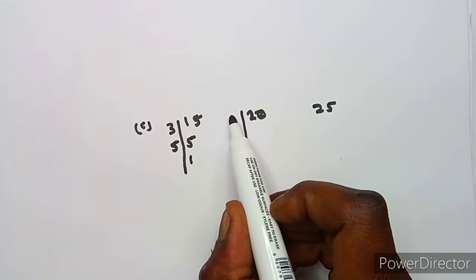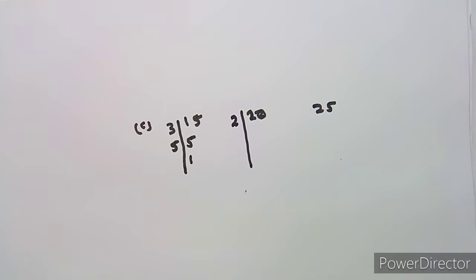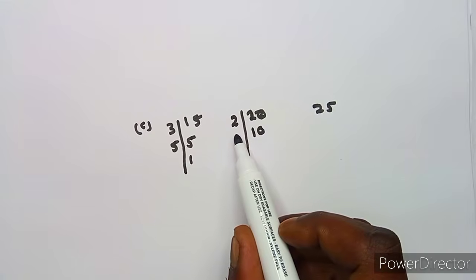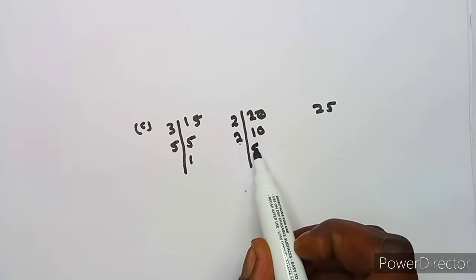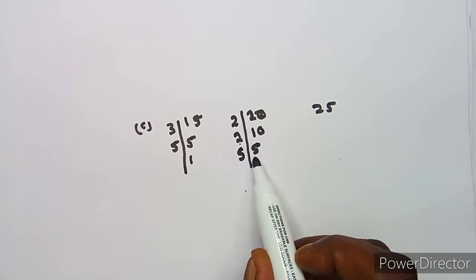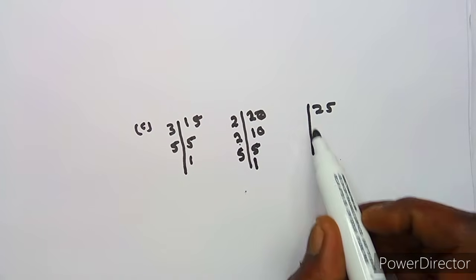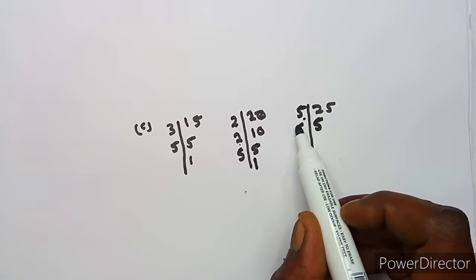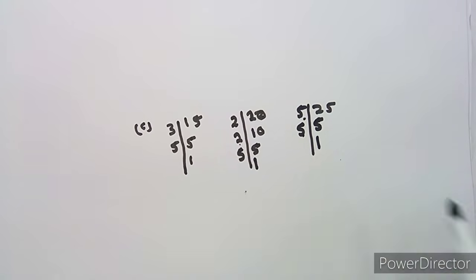We move on to 20. The smallest number that we can use here is 2. 20 divided by 2, which is 10. We move on again to 10 divided by 2, which is 5. Then we can't use 2 this time, we have to use 5. So 5 divided by 5, which is 1. Then 25, the smallest number is 5. 25 divided by 5, which is 5. Then 5 divided by 5, which is 1.